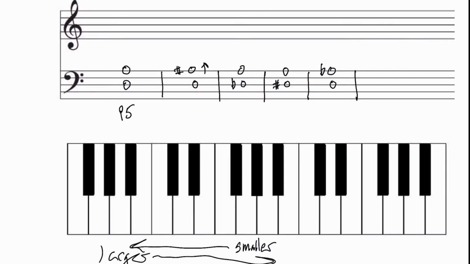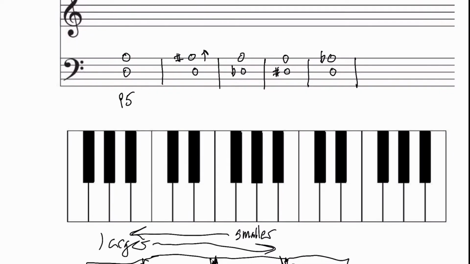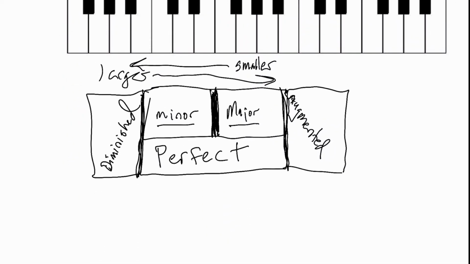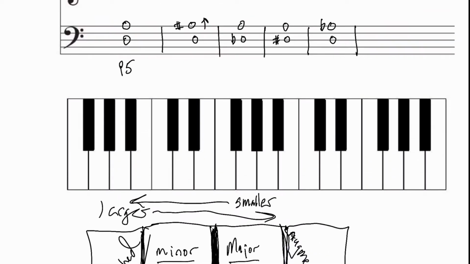Okay, so again, we raised that top note. The interval got a half step larger. So we started with a perfect interval. It got larger, and so we crossed this vertical line, and now the interval is augmented. So this is an augmented fifth.